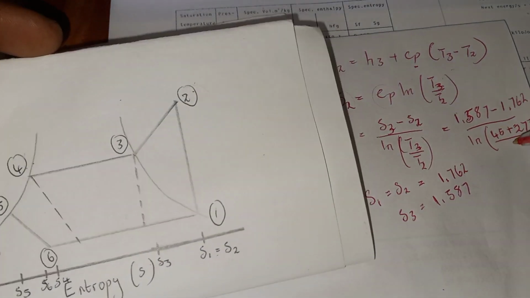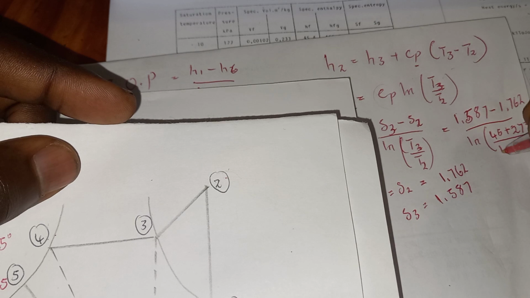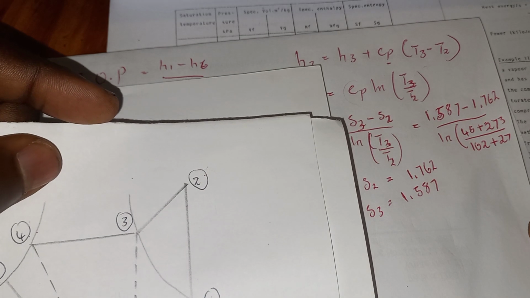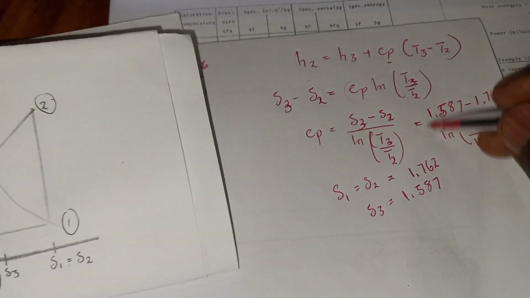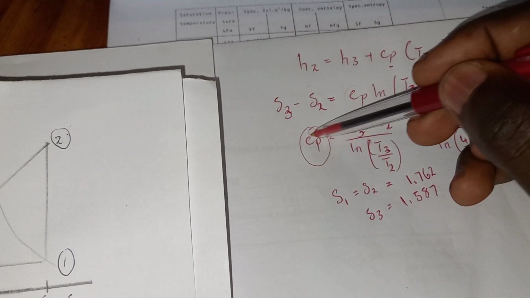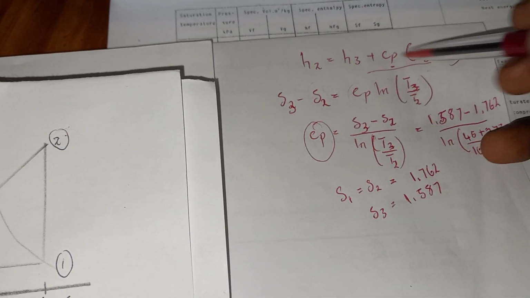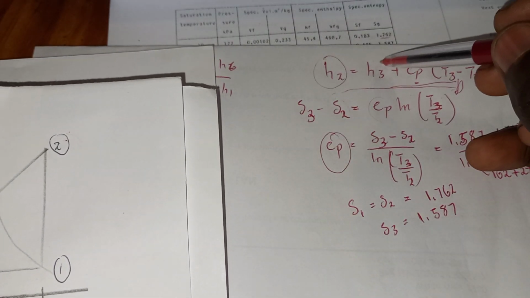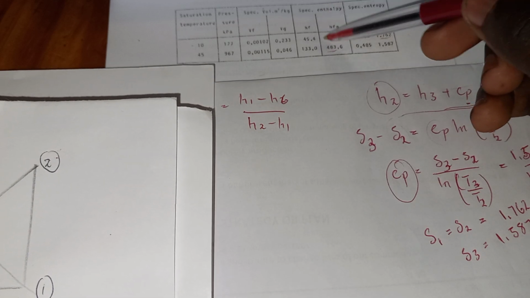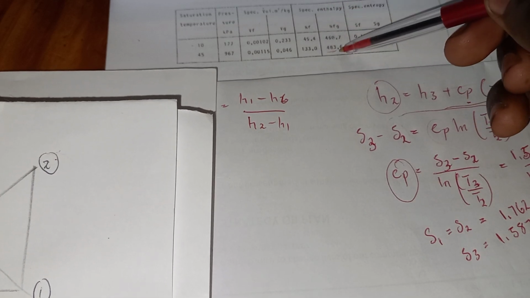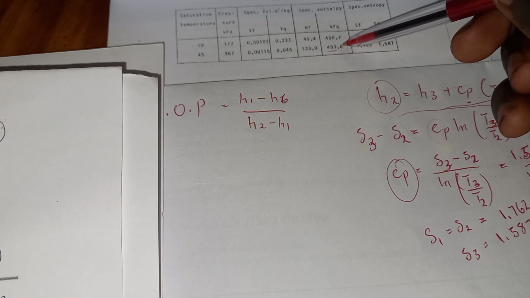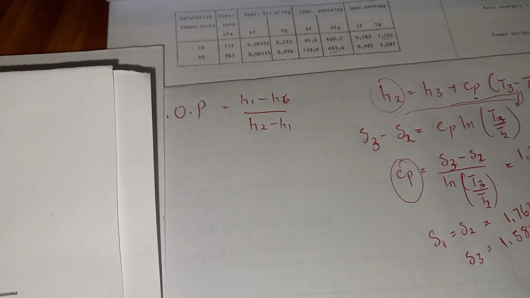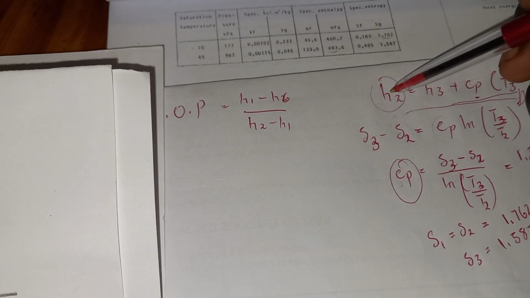And then temperature number 2, here it's 102. Then we need to also convert it to kelvins. And then from there, now you can get your CP. So after finding your CP, you can put it into your formula here to get what? To get H number 2, because H3 is the one that is on your table, which is this one, 483.6. And then now you have your CP, and you can add this one to get what?